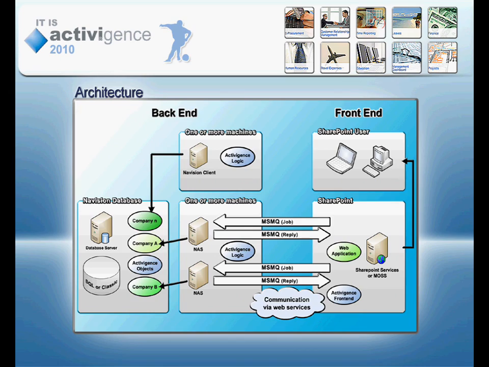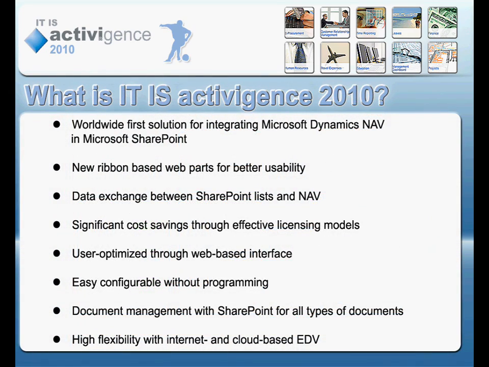Have you ever asked yourself what ITIS activigence is? It is the worldwide first solution for publishing ERP data like Microsoft Dynamics NAV on Microsoft SharePoint. Flexible licensing models will mean significant cost savings for you. Configure your web parts easily without any hands-on programming and provide your employees an efficient working environment.